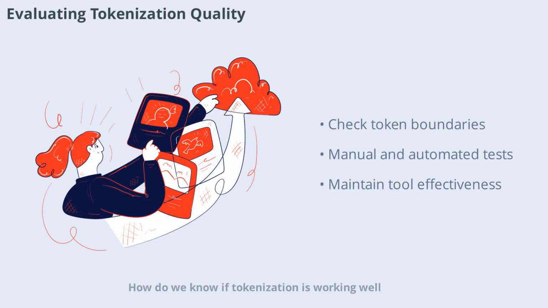How do we know if tokenization is working well? Evaluation involves checking if tokens match expected boundaries and make sense in context. This can be done manually or with automated tests. High-quality tokenization improves the accuracy of downstream tasks, while poor tokenization can lead to errors and misunderstandings. Regular evaluation helps maintain the effectiveness of tokenization tools.